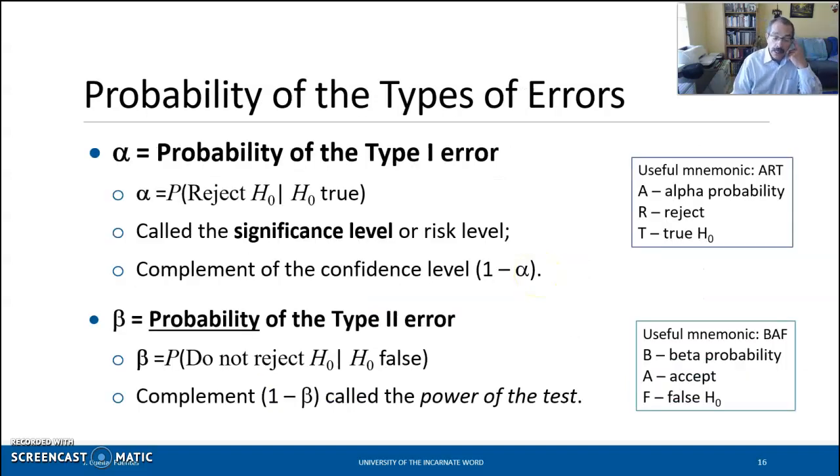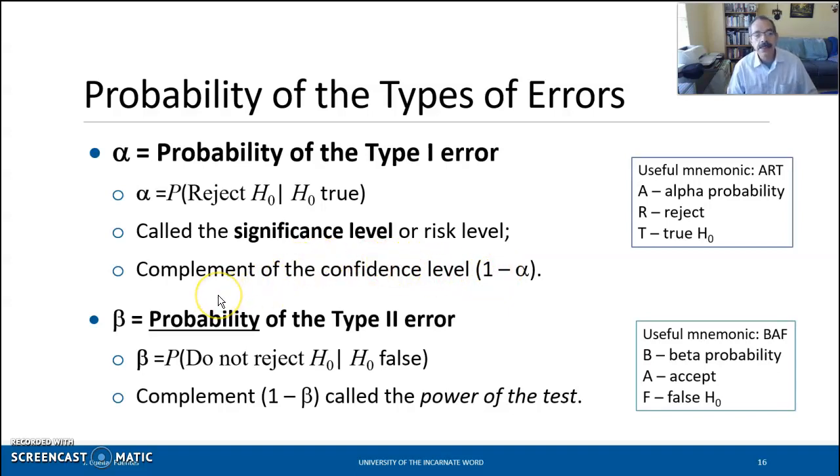Now, each of these errors has a probability assigned to it. So alpha is the probability of the type 1 error, and that's the probability of rejecting the null hypothesis given that the null hypothesis is true. This is called the significance level or the risk level, and this is the complement of the confidence level. This is what we encountered when we were calculating confidence intervals.